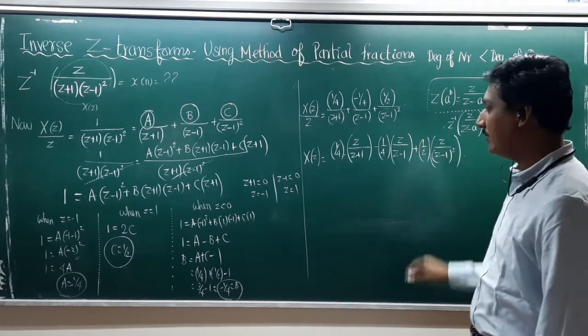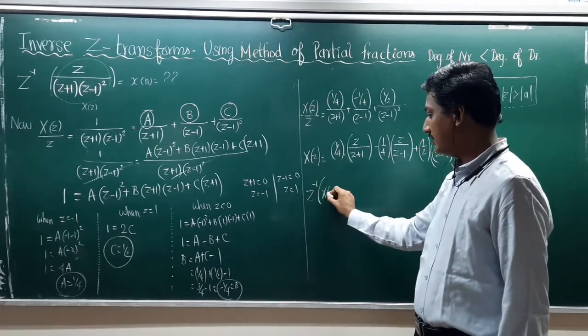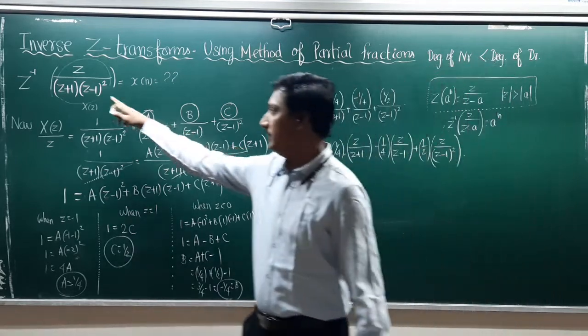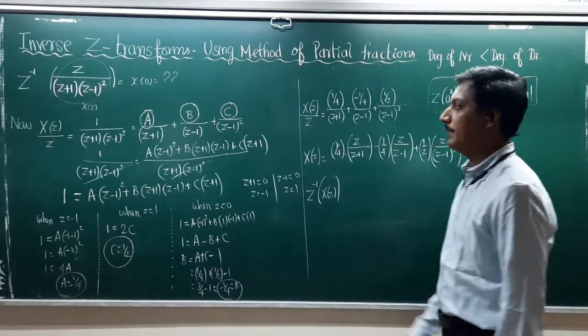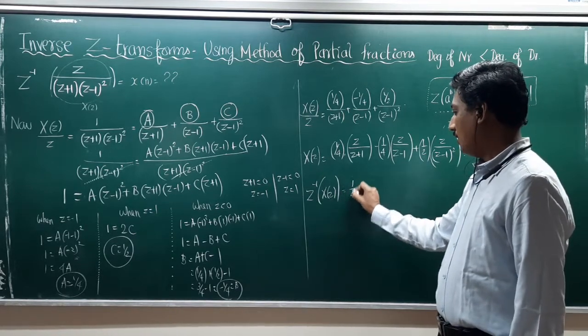Now my aim is to get the Z inverse of X of Z, because X of Z is nothing but this one: Z by Z plus 1 into Z minus 1 whole square. So this is the X of Z. Now let us take the Z inverse.